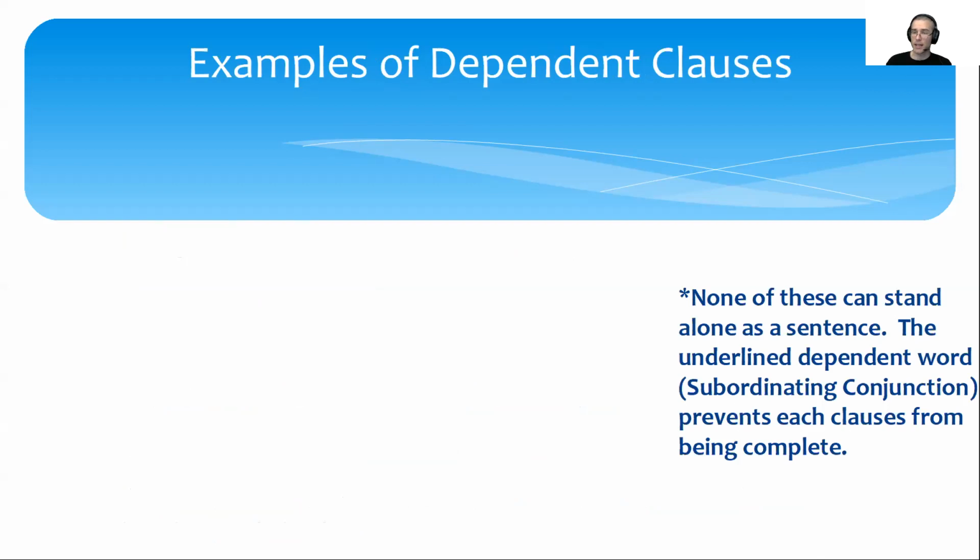Examples of dependent clauses. And again, remember that none of these dependent clauses can stand as a sentence. The underlying dependent word, known as a subordinating conjunction, prevents each of these clauses from being complete. When Dee claims the quilts. Again, Dee is just the name of a woman. When Dee claims the quilts, what happens when she does that? I need more information. When Dee claims the quilts, she disappoints her sister. She disappoints her sister would be an independent clause, and when Dee claims the quilts would be a dependent clause because of the subordinating conjunction when.